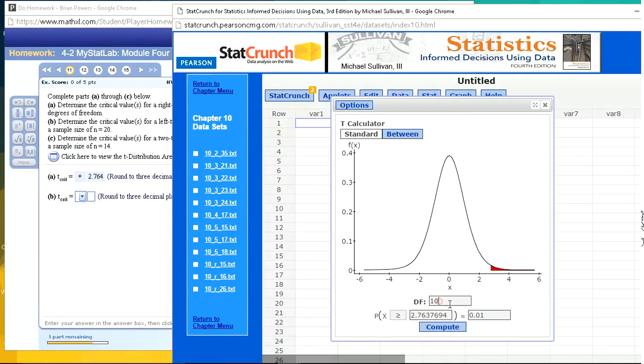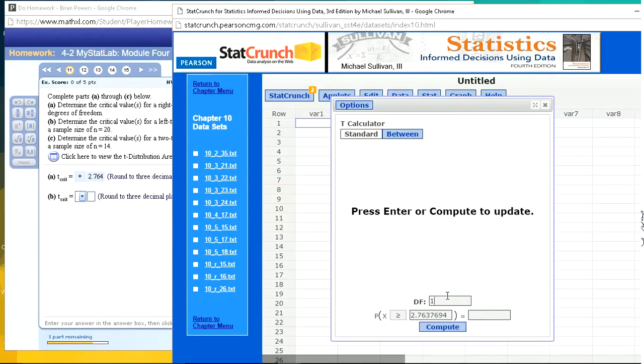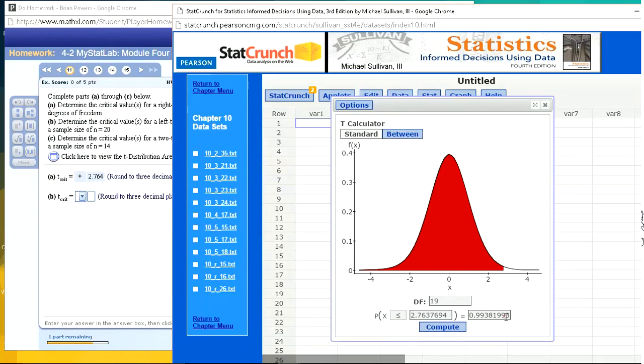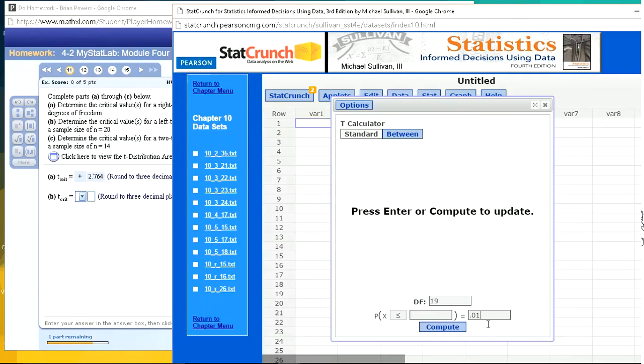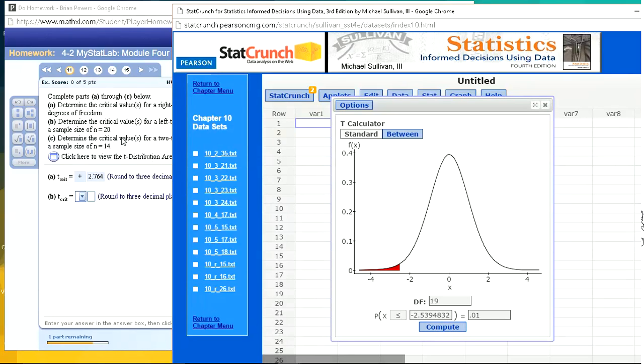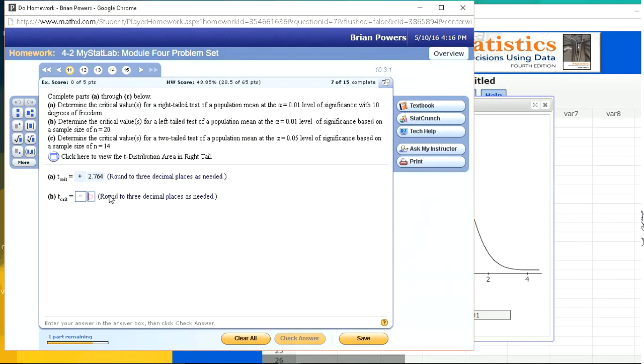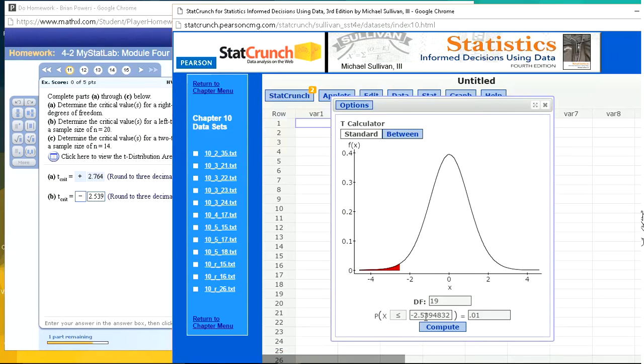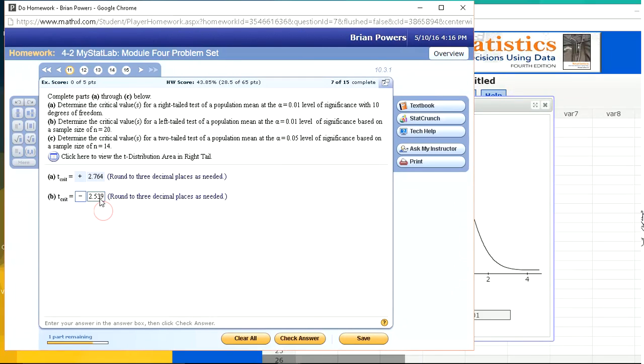Now, if there's a sample size of 20, that means we have 19 degrees of freedom. And for a left-tailed test, we want to do less than, and we want to choose our significance level. What did I say it was? It is 0.01. So 0.01, type it in, compute, 19 degrees of freedom. It's 1 less than the sample size of 20. Here we go. It's negative 2.539. So there we go. Negative 2.539. Let's just double check that's right. Negative 2.539. Yep, right on. Okay.